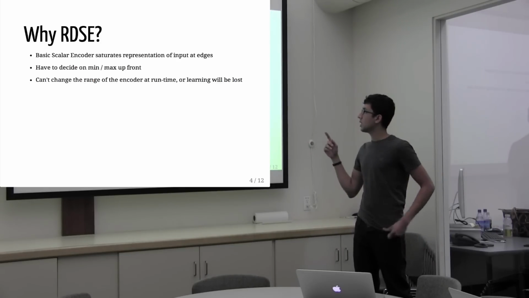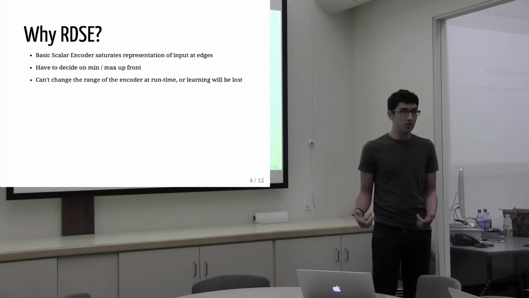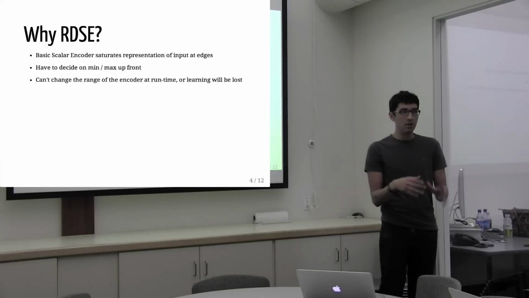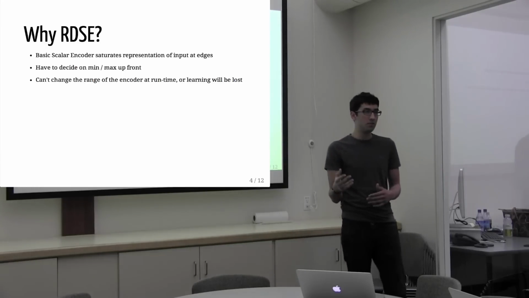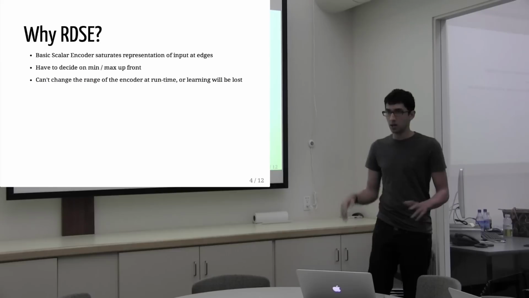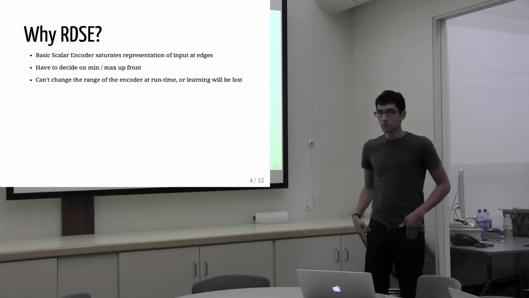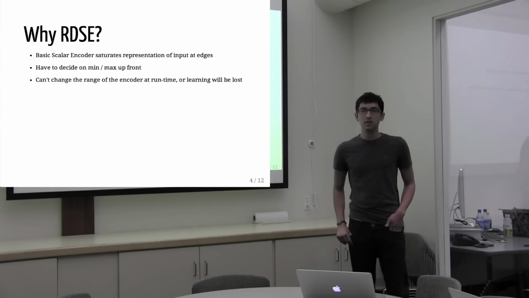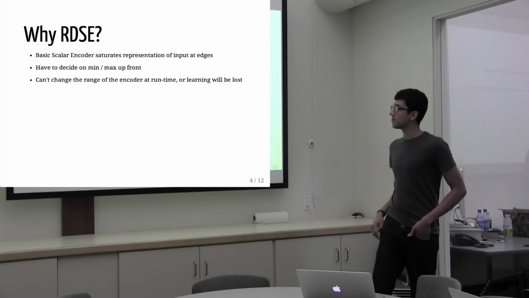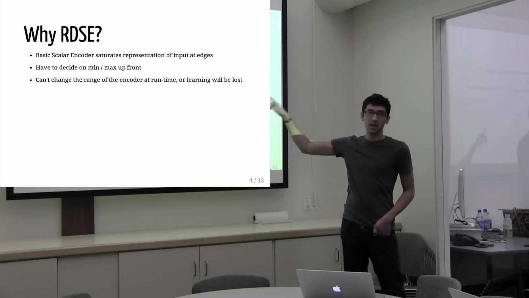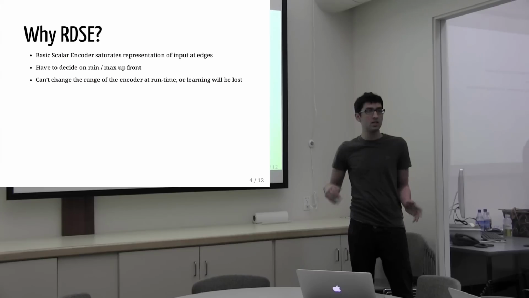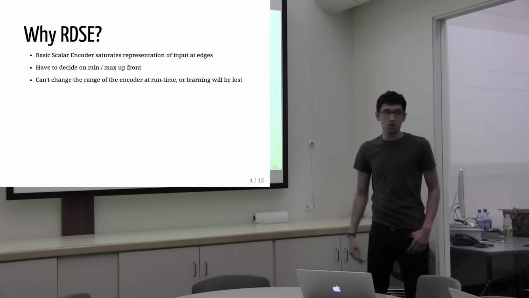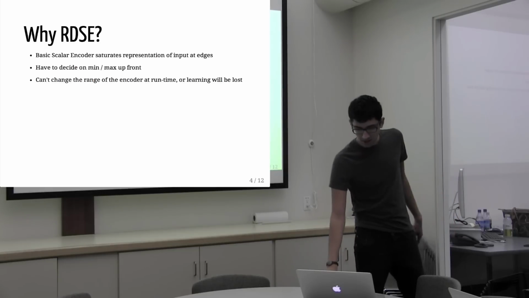You also can't change the range of the encoder at runtime when you realize that it was wrong. Because if you do that, the bits that used to represent some buckets now represent different buckets, and you've lost some learning that had occurred. I think we have an adaptive scalar encoder that does that. Every time the min moves, it remaps everything, and then you lose some of the learning. Yes, the adaptive version has the advantage that you don't have to decide on the min-max up front. It'll determine that based on the statistics of the data, but every time it changes the range, as in point 3, you lose some of the learning. So that's a downside to it.